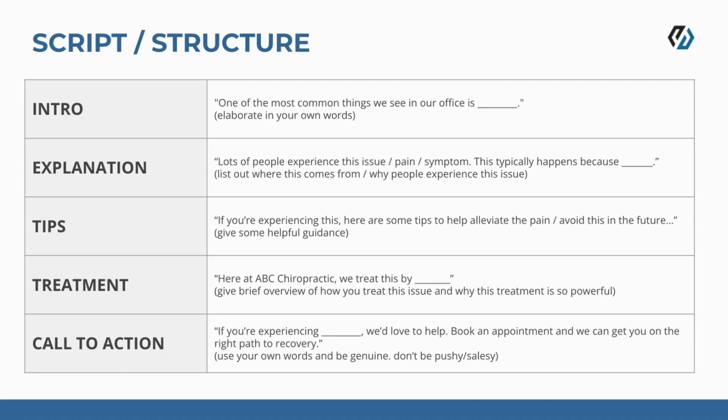Okay, next section is the treatment. Here at ABC Chiropractic, we treat lower back pain by X, Y, and Z. We do this type of adjustment. We do this type of stretching, etc. Explain what you're doing to provide relief for those symptoms.